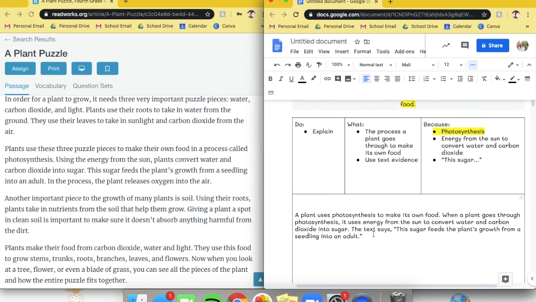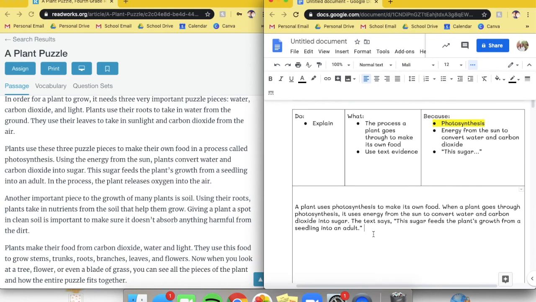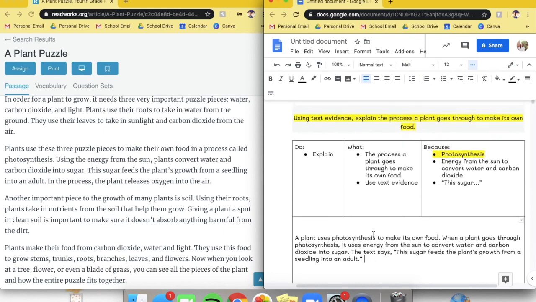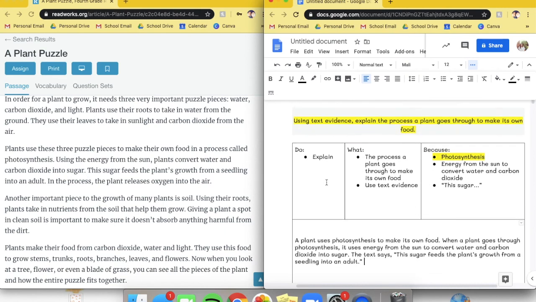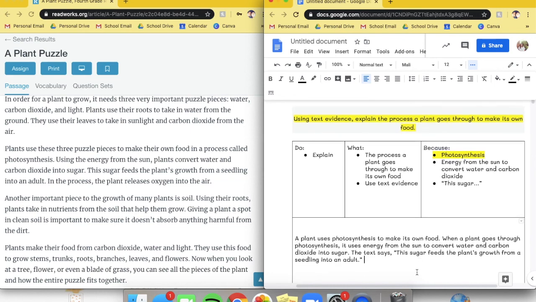Okay, now I'm going to read over it. A plant uses photosynthesis to make its own food. When a plant goes through photosynthesis, it uses energy from the sun to convert water and carbon dioxide into sugar. The text says this sugar feeds the plant's growth from a seedling into an adult. Perfect. I answered my prompt. I used my DWB box to make sure I knew all the parts of my question and explain everything. I explained the process a plant goes through, and I used text evidence. If you turned this in as your response for an extended response for this prompt, you would do great.